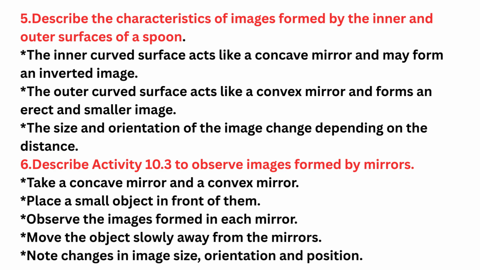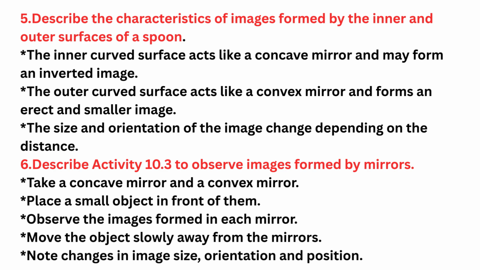Question number 5. Describe the characteristics of images formed by the inner and outer surfaces of a spoon. Answer. The inner curved surface acts like a concave mirror and may form an inverted image. The outer curved surface acts like a convex mirror and forms an erect and smaller image. The size and orientation of the image change depending on the distance.